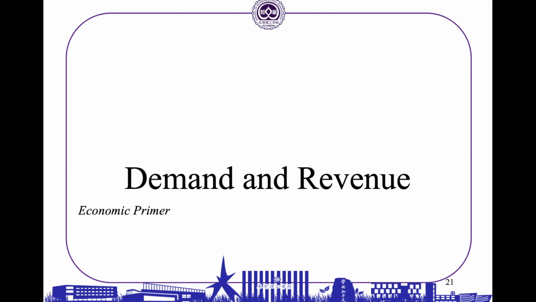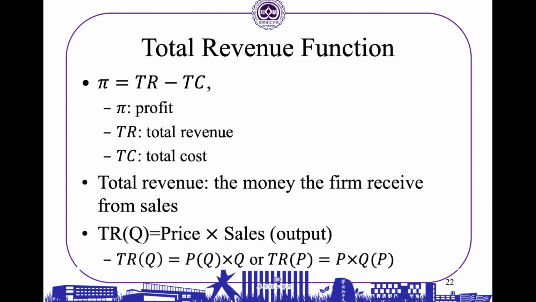In this video, we will continue our review of microeconomics. Let's discuss the total revenue function. Recall the profit identity of a firm. Total revenue is the money the firm received from sales of its products. It can be written as TR equals price times sales or output.